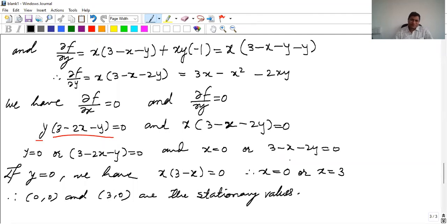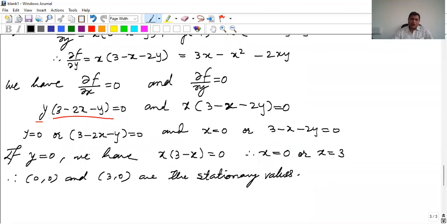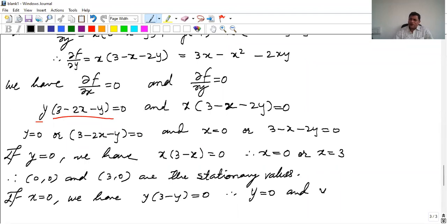Are you getting this? Yes, sir. Okay. So now, let us think x is equal to 0 and put this value here. If x is equal to 0, then we have y into (3 minus y) is equal to 0. If I put x is equal to 0 in this equation, you get y is equal to 0 or y is equal to 3, right? So here, again, (0, 0) and (0, 3) are the stationary values.